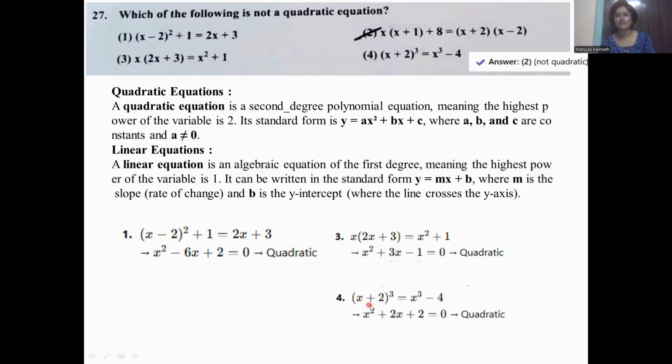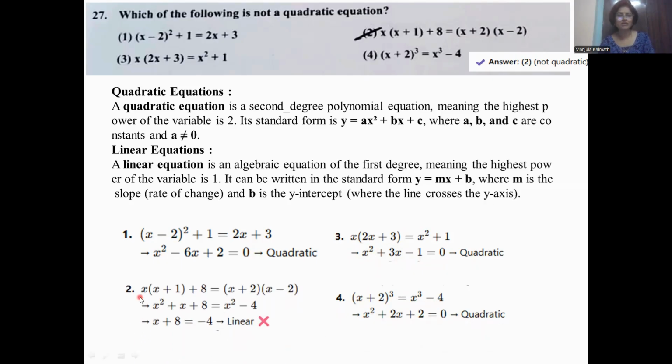And the next one is (x plus 2) whole cube equals x raised to 3 minus 4. By simplifying this one, we get x square plus 2x plus 2 equals 0. Once again, the highest power of the variable is 2, so it is also a quadratic equation.